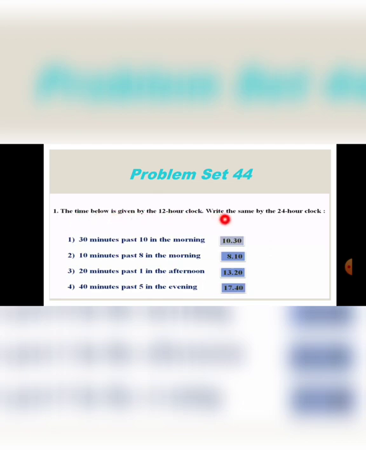Now the first question is, the time given below is by the 12-hour clock. Write the same by 24 hours clock. Now here the time is given in 12 hours. You have to write in 24 hours. So the first one is 30 minutes past 10 in the morning. Now if it is in the morning, as I said, the time continues like the same only. So it is 10:30. Now next one is 10 minutes past 8 in the morning. Still it is 8 in the morning, so we will write as it is, as we say. So it is 8:10.